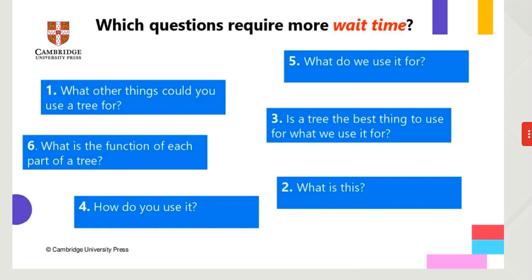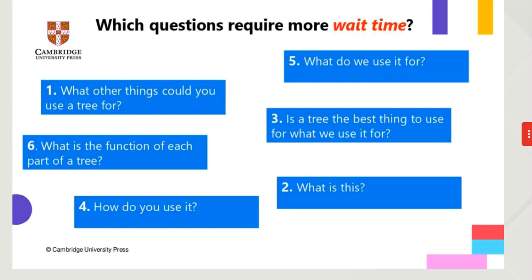Yes, I'd like you to note down which of these 6 questions you think require more time. So if you want to write in order, for example, if you think question number 3 requires the least amount of wait time, then put down number 3 and then put them in order. So 3, 2, depending on which ones you think.